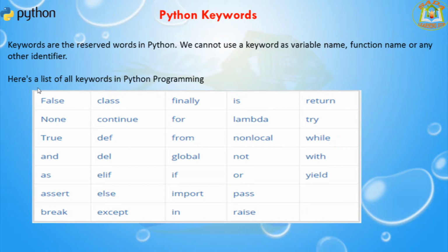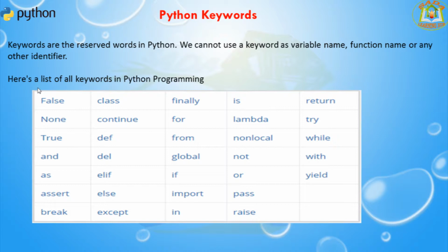See, there are so many keywords available in Python, but we need to know how to use all of them. Keywords are reserved words in Python. We need to use them properly in our program. We cannot use a keyword as a variable name, a function name, or any other identifier.